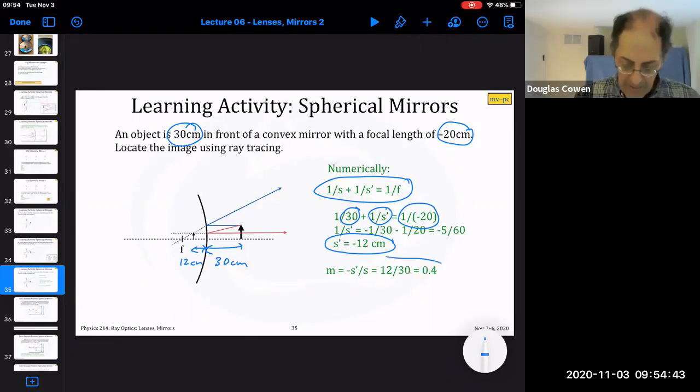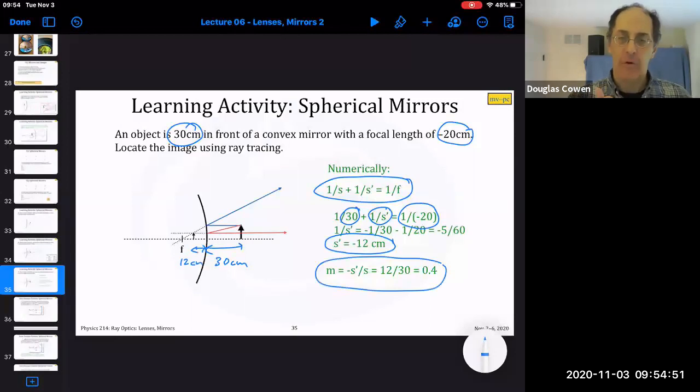And the magnification factor, which is minus S prime over S, is 0.4, which is correct on two levels. First, it's positive, so that means that the image is in the same orientation as the object, so they're both pointing up. And secondly, the 0.4 factor says that it's going to be 40% as large as the object, which the ray tracing suggests is indeed the case.